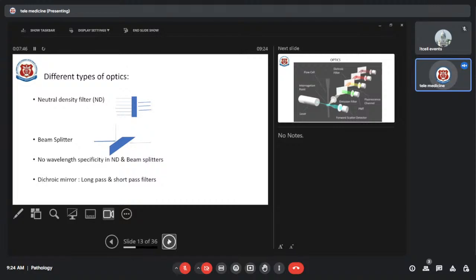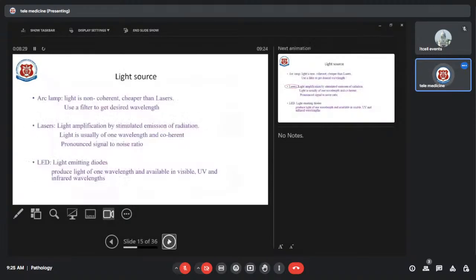some amount reaches the detector. Then we have a beam splitter. The function of the beam splitter is that if a ray of light is passing through it, it will allow only some amount of it to pass and the rest will be reflected at 90 degrees. So for the neutral density filter and beam splitter, there is no wavelength specificity; they allow light of all wavelengths to pass through. Okay, and then you have long pass and short pass filters, which depend on what kind of filters they are. So these are the different kinds of optics that you use.